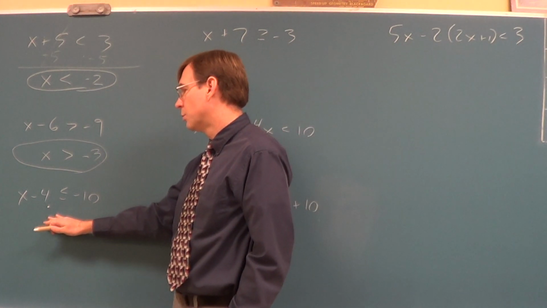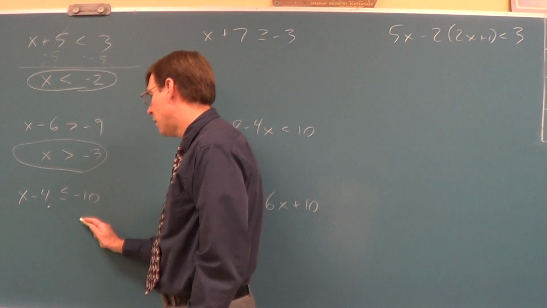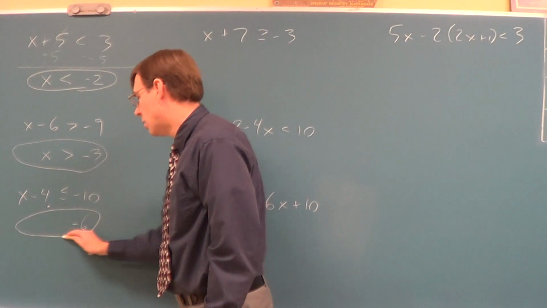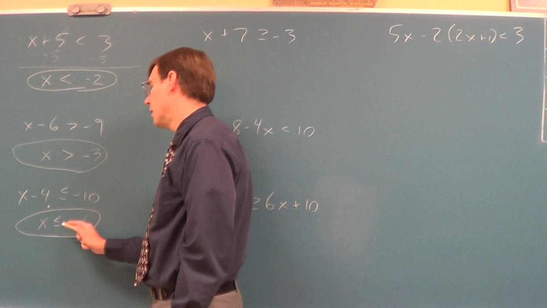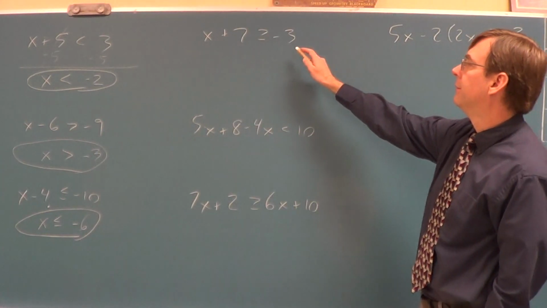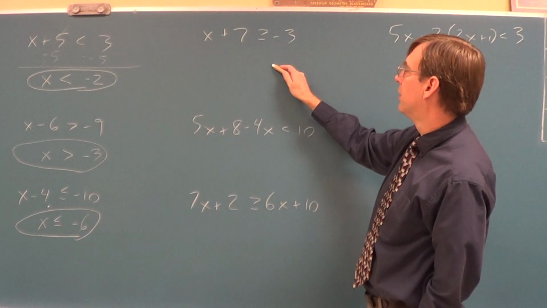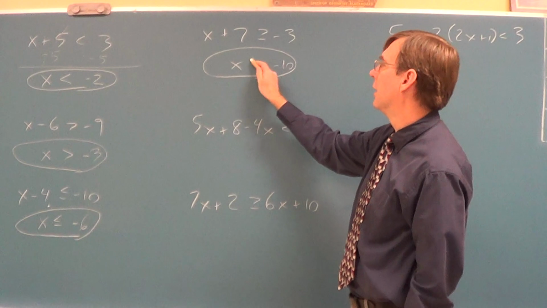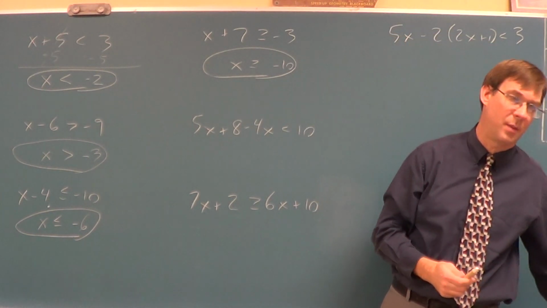So this, what's your algebra attack? Add 4. When you add 4 to -10, it's -6. But it's not enough to just see -6. I need to see x less than or equal to -6. If I go to take this one on, subtract 7, turns out -10, with the full answer, x greater than or equal to -10. Question about those? It's kind of like little baby one-steppers.